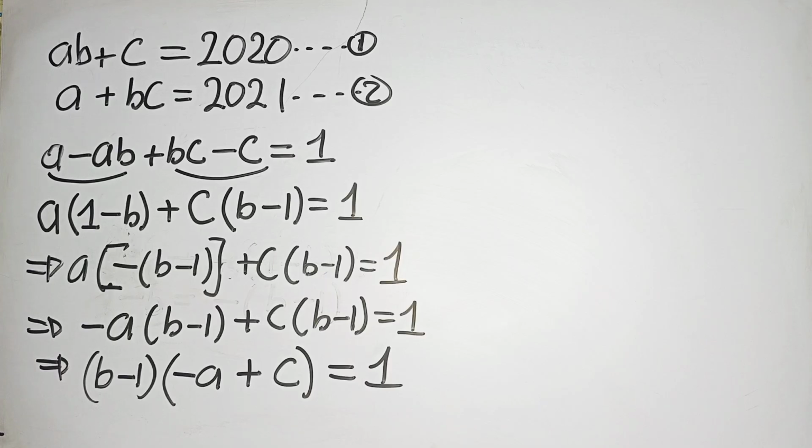All right, so we have (b minus 1)(negative a plus c) is equal to 1. The left hand side is now a product of two expressions, this expression multiplied by this expression. It would make sense if we also convert the right hand side into a product of two numbers.